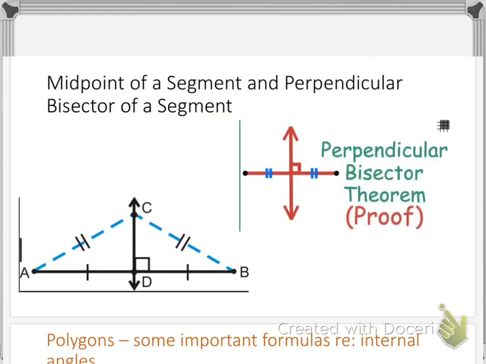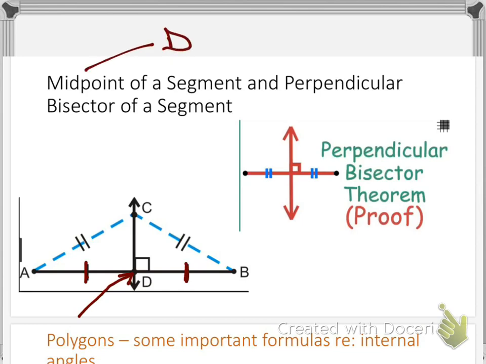Okay, in this slide we have some more vocab. So the midpoint of a segment: D right here divides this segment AB in half. So therefore D is considered the midpoint. So the midpoint is D.